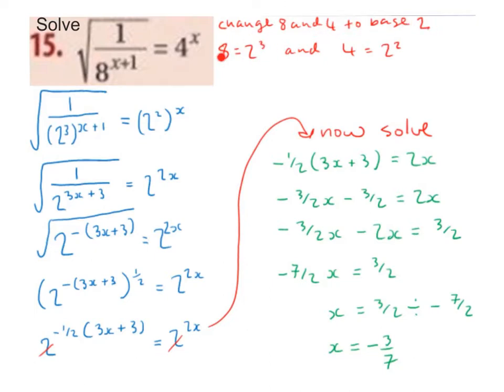So I'm going to change the 8 and the 4 to a base of 2. I'm going to get 8 equals 2 to the power of 3, and 4 equals 2 to the power of 2. Very, very important when I do this that I put brackets around. So the 8 becomes 2 to the power of 3 with brackets around it. That's the only thing that changed in this step. And the 4 becomes 2 to the power of 2 with brackets around it.